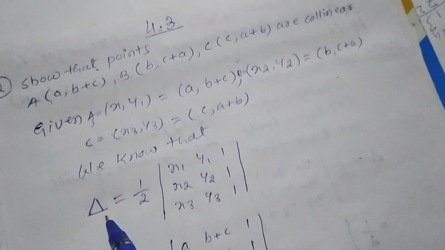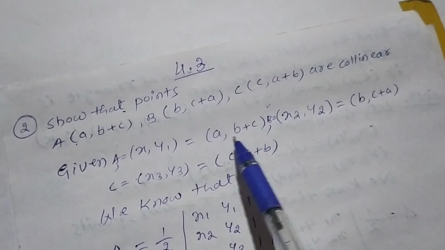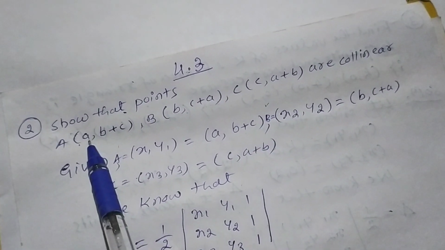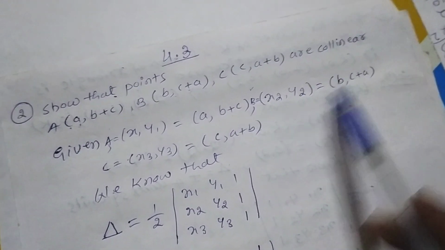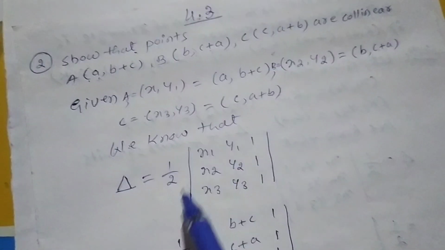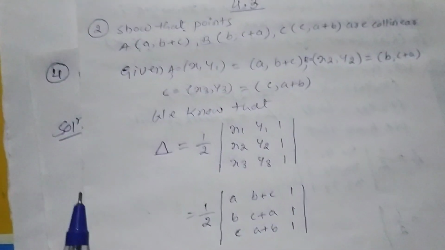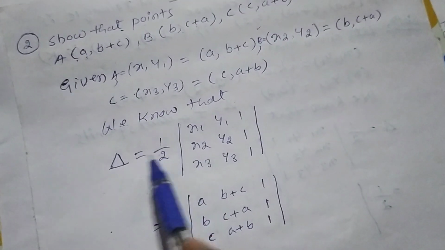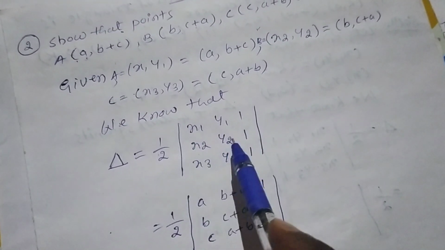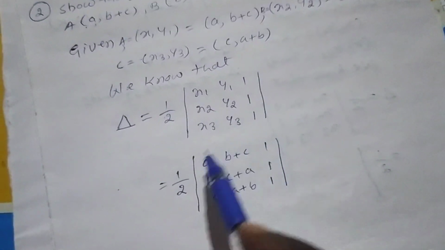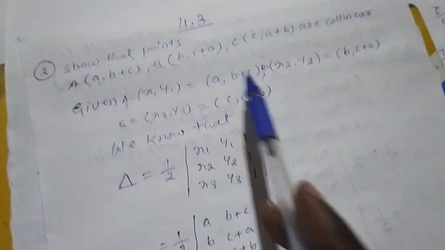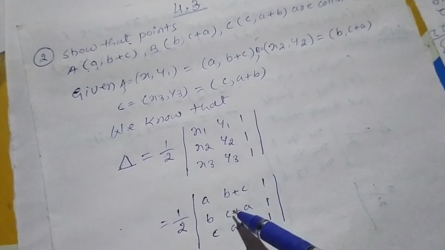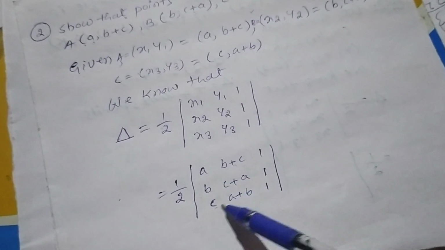So we are going to prove that delta equals 0. They have given x1 y1, that is A, B plus C, then x2 y2 and x3 y3. We know the formula to find the area of the triangle using determinants: half into delta is equal to half into the determinant x1 y1 1, x2 y2 1, x3 y3 1. Put the values, half as it is. x1 is A, y1 is B plus C.